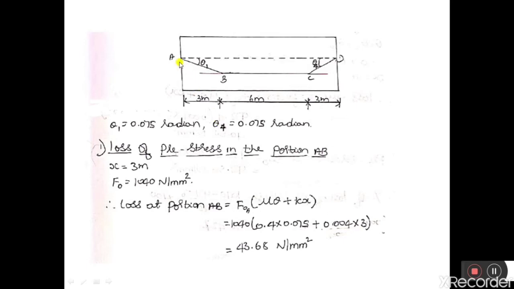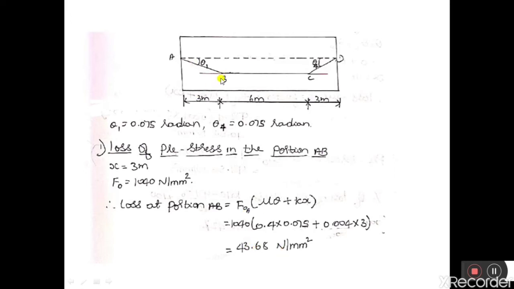The length of the cable from A to B is 3 meters. Therefore the loss of prestress in the portion A to B is equal to 43.68 Newton per mm square. So the initial stress was 1040 Newton per mm square, and by reaching point B, traveling a distance of 3 meters, there is a loss of 43.68 Newton per mm square.